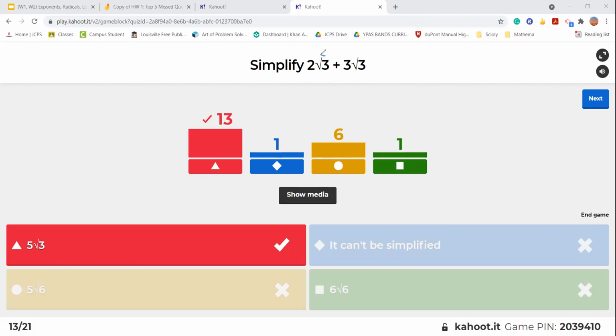Remember, when I do this, I can think of these as variables. So instead of this, I could pretend it's 2x plus 3x, which would be 5x. And similarly, 2 radical 3 plus 3 radical 3 is 5 radical 3. So I don't actually add what's under the radical, I just add my coefficients.